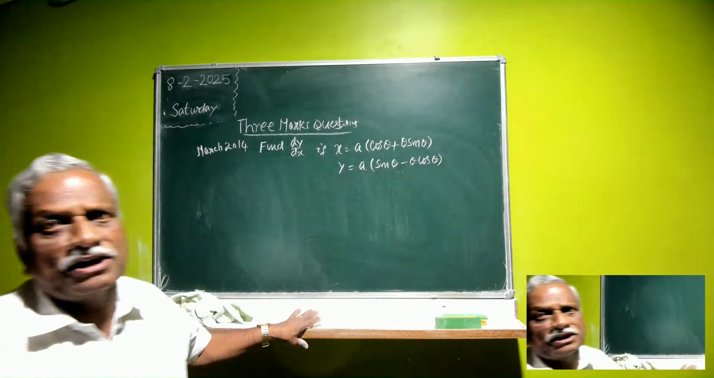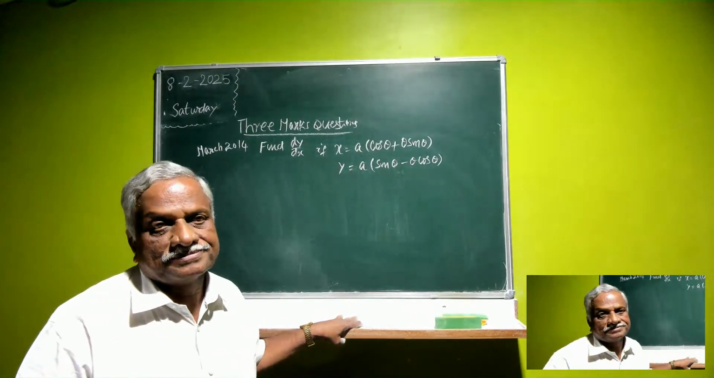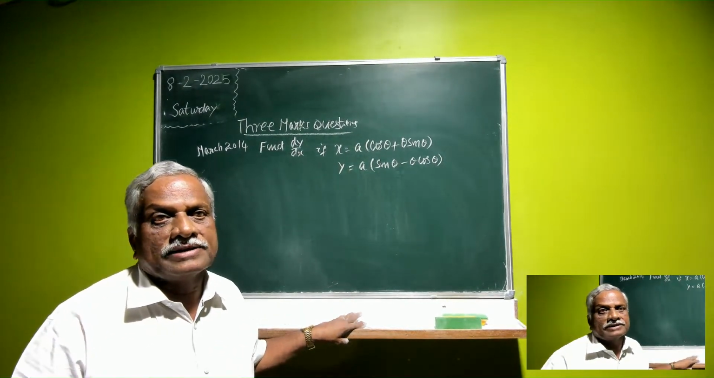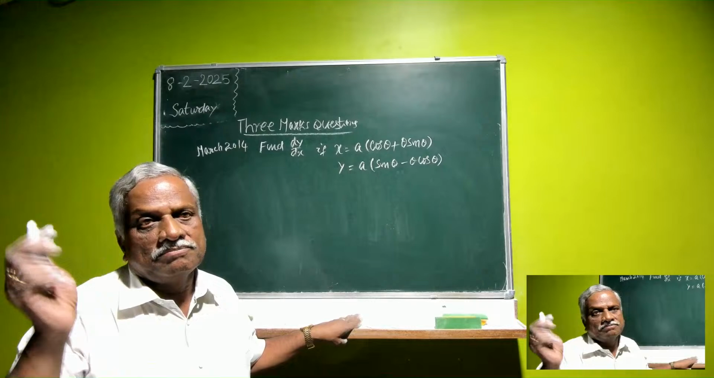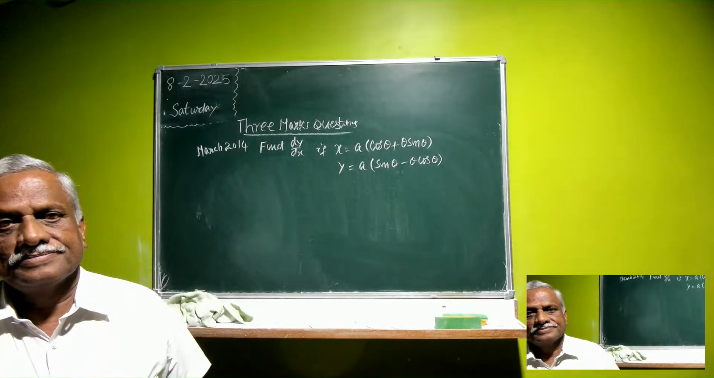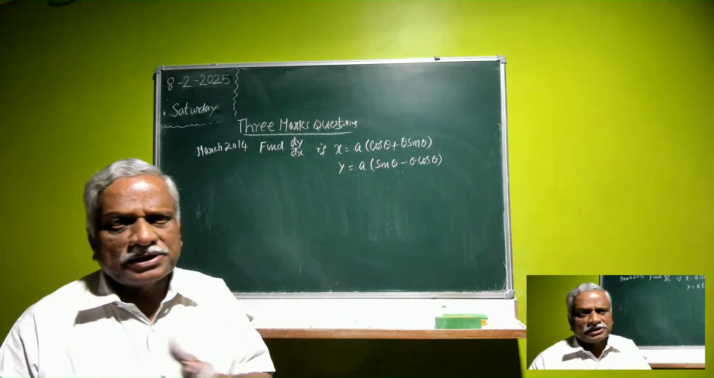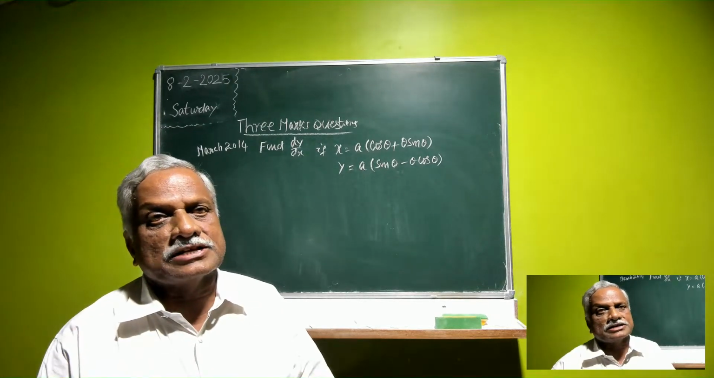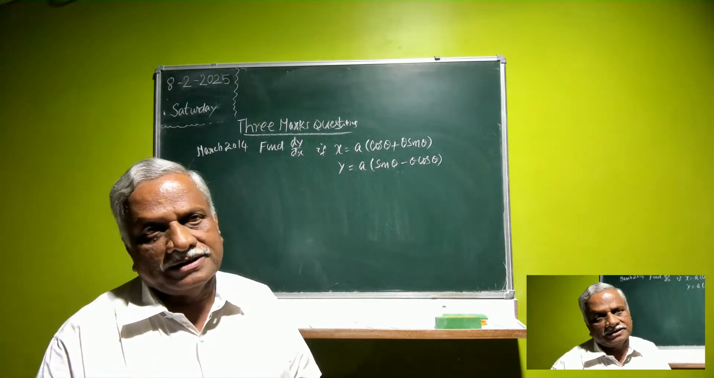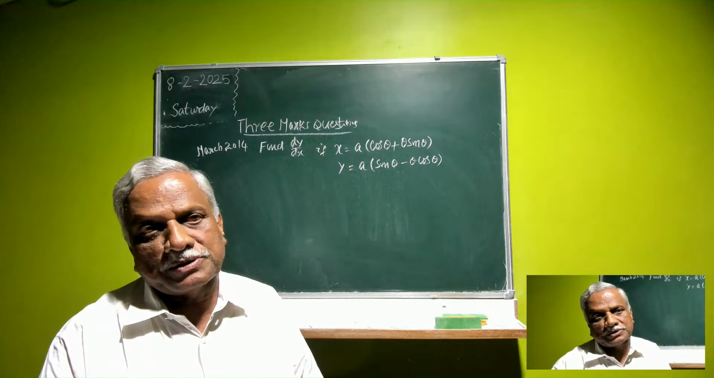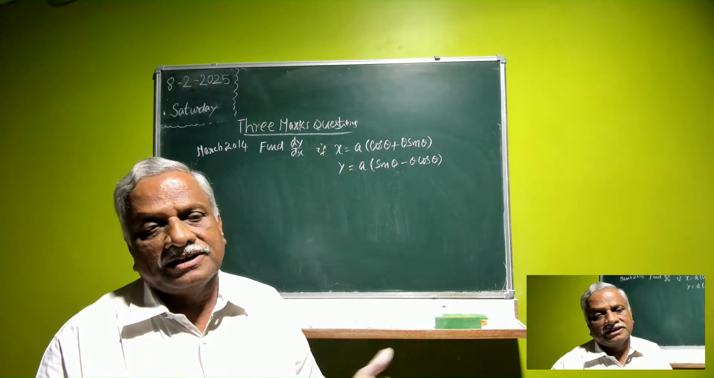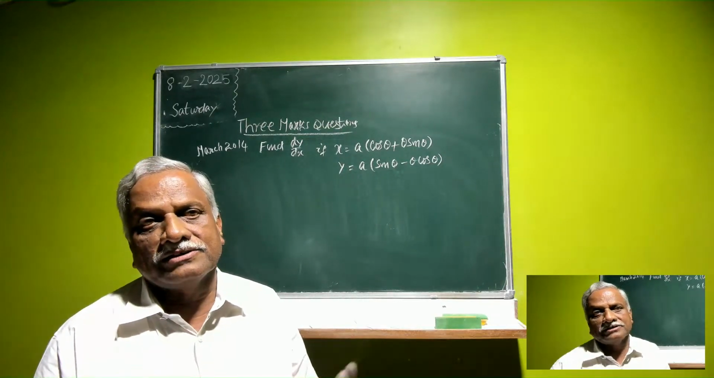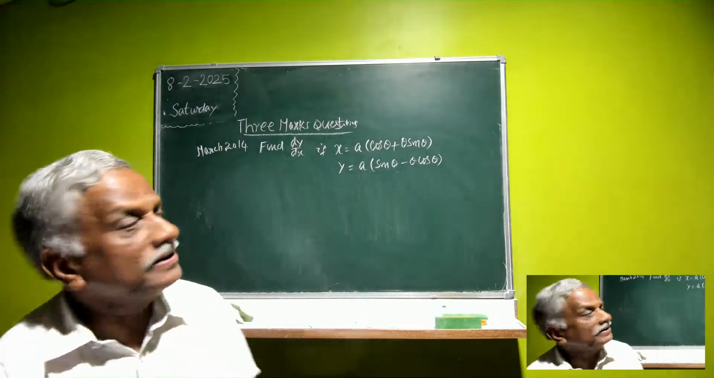See, one practice, I know whether you have observed it or not, most of the 3 marks questions are from parametric. This is as good as working 2 problems. You differentiate x with respect to theta, you get 1 mark. Differentiate y with respect to theta, you get the second mark. Divide them, you get the third mark. That's how the marks are allotted.